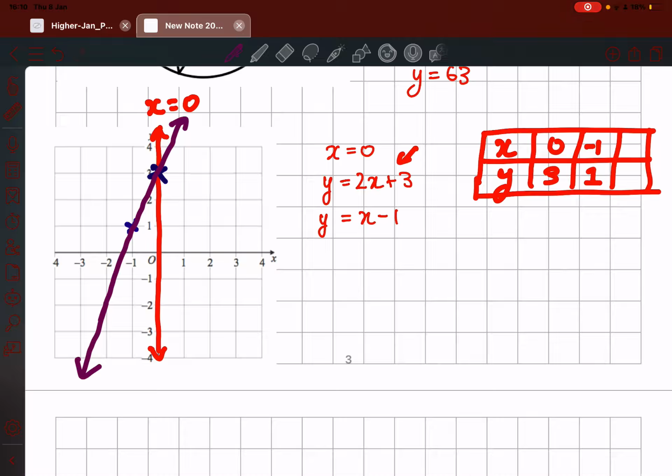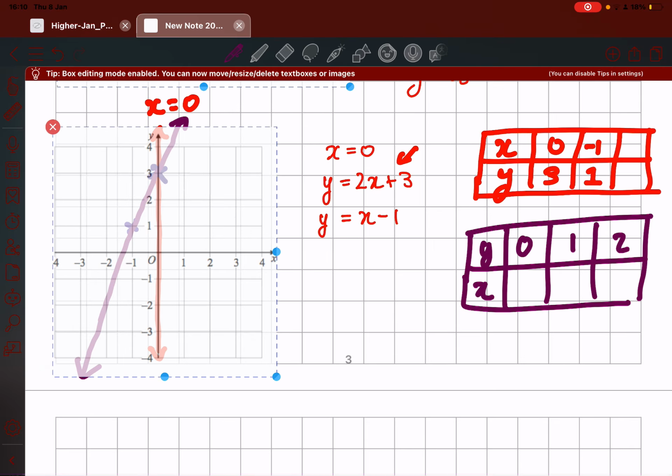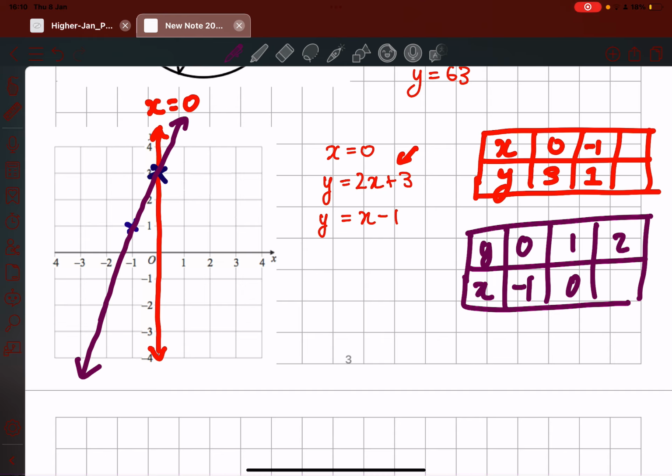Then we could do the same thing for y equals x minus 1. If I do 0, 1, 2, when x is 0, y is -1, x is 1, y is 0, and then 2, that would be 1. Sorry, I kind of messed up the x and the y. It should be x here and y there.